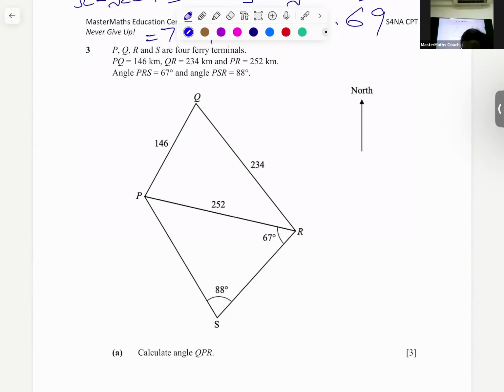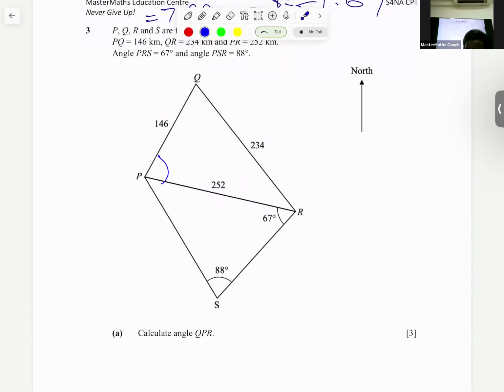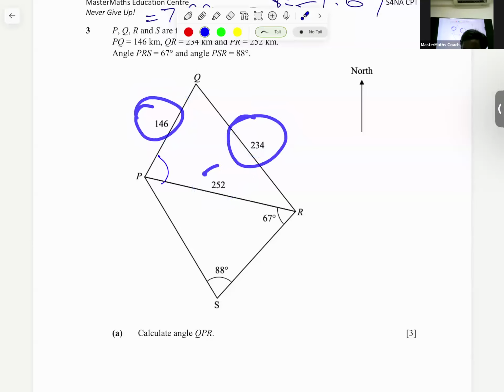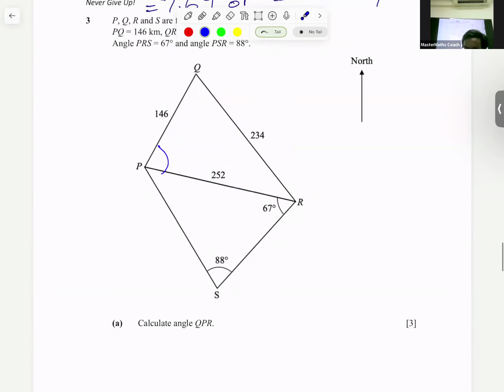Now, this is 146 kilometers. This is 234. This is 252. This is 67 degrees, and this is 88 degrees. You're supposed to calculate angle QPR. So one good thing, right? You all realize that when you have 3 sides, to calculate the angle, you just use cosine rule. That one you all were able to figure out.